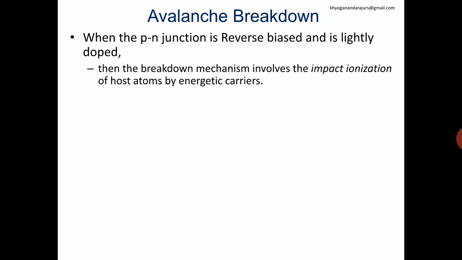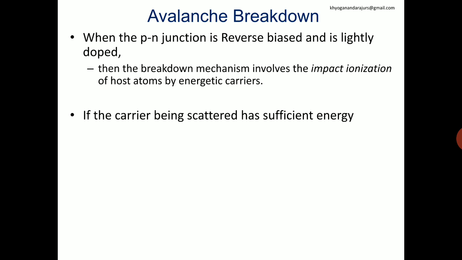When the P and N are lightly doped and the PN junction is reverse biased, the breakdown mechanism involves impact ionization of host atoms by energetic carriers. We saw that the Zener effect was performing a field ionization. Here, before knowing the avalanche breakdown, consider the reverse bias where the breakdown mechanism is impact ionization because of light doping. If the carrier is being scattered, what carrier? The minority charge carrier, because those are the ones constituting the reverse saturation current, with sufficient energy.